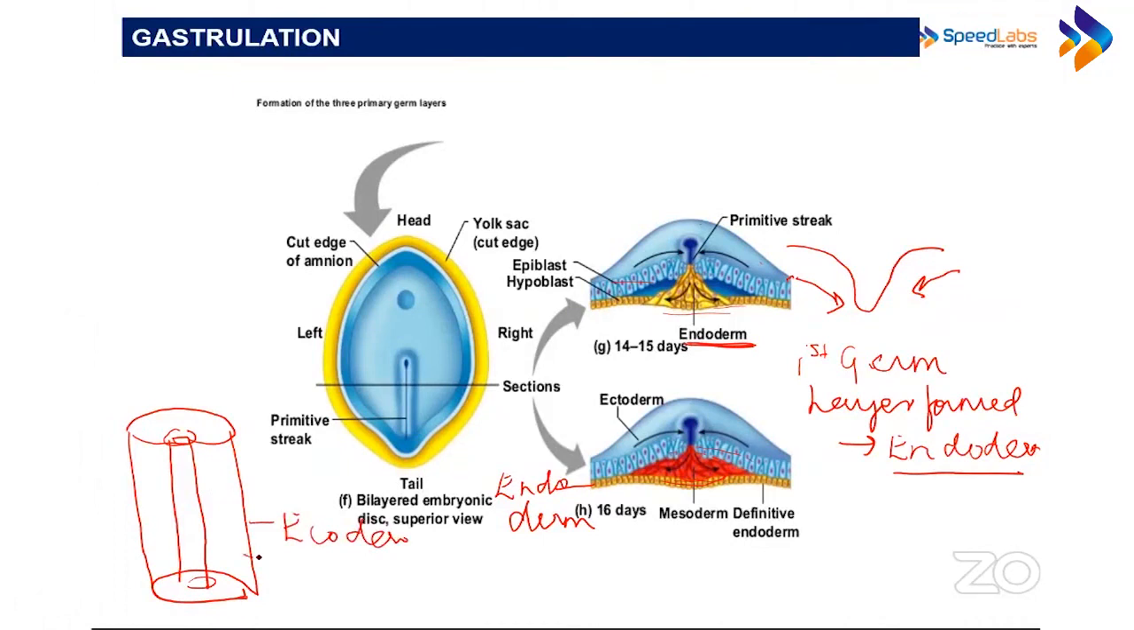ये coelomic cavity है. This is lined by mesoderm. And the lining of the alimentary canal, ये जो primitive streak से बना है, this is your endoderm, and this is the primitive streak showing mouth and anus. So then they take their positions. All right, समझ में आया ये?